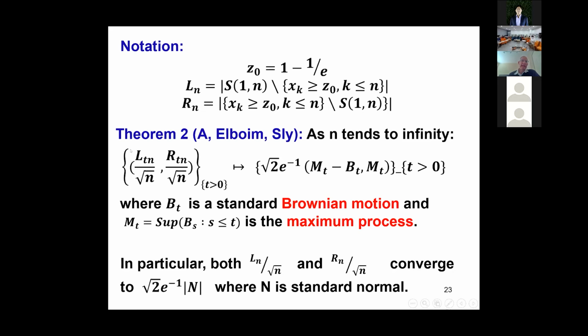If we look at this pair of random variables, the left elements divided by square root n, and the right elements divided by square root n, then this pair converges, one of them to the maximum of the Brownian motion, and the other to the maximum minus the Brownian motion itself. And in particular, that means that both Ln over square root n and Rn over square root n converge, up to some scale, to an absolute value of a normal distribution.